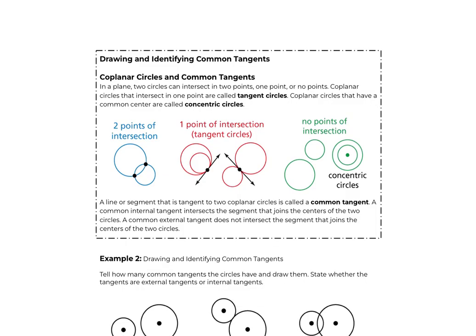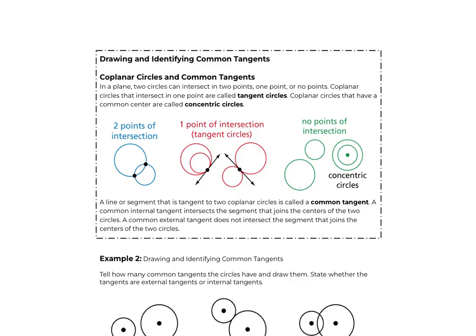Okay, this page here is talking all about tangents, different types of tangents. First up, if we have two circles that are coplanar, that means two circles that are in the same plane. They could overlap, they may not overlap. In this case, the two circles are in the same plane and they're intersecting one another. They actually are intersecting at two distinct points.